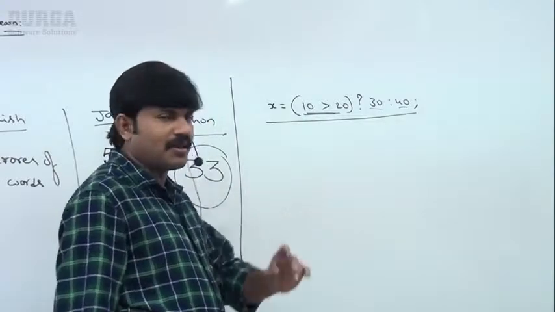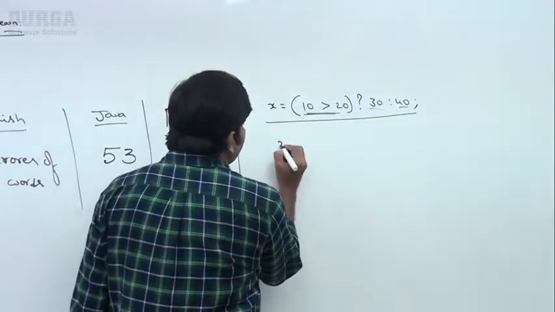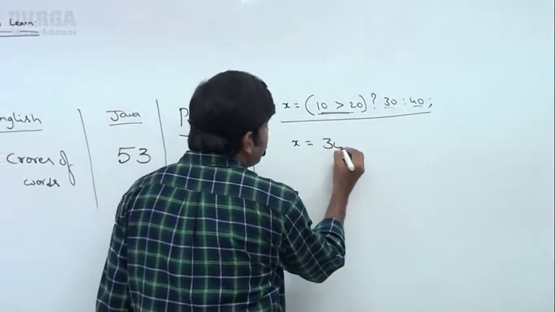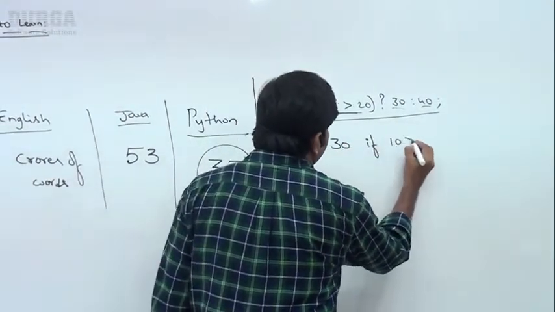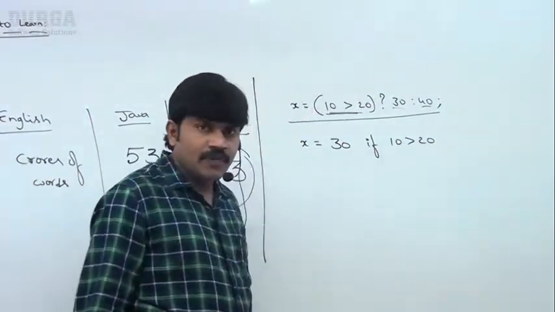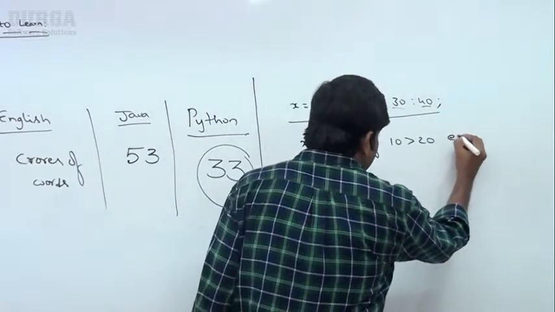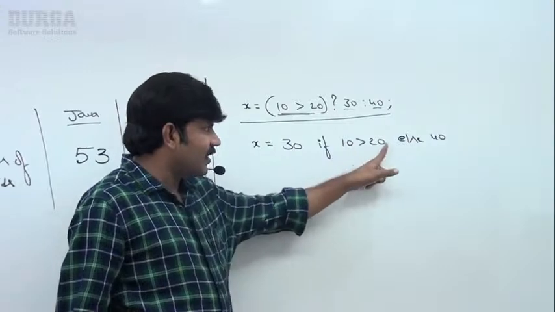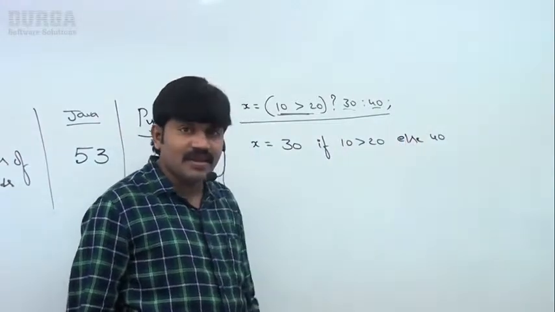The same thing in Python, how can I write? Observe carefully. x is equal to 30 if 10 greater than 20, else 40. Are you getting it? x = 30 if 10 > 20 else 40, like this, right?